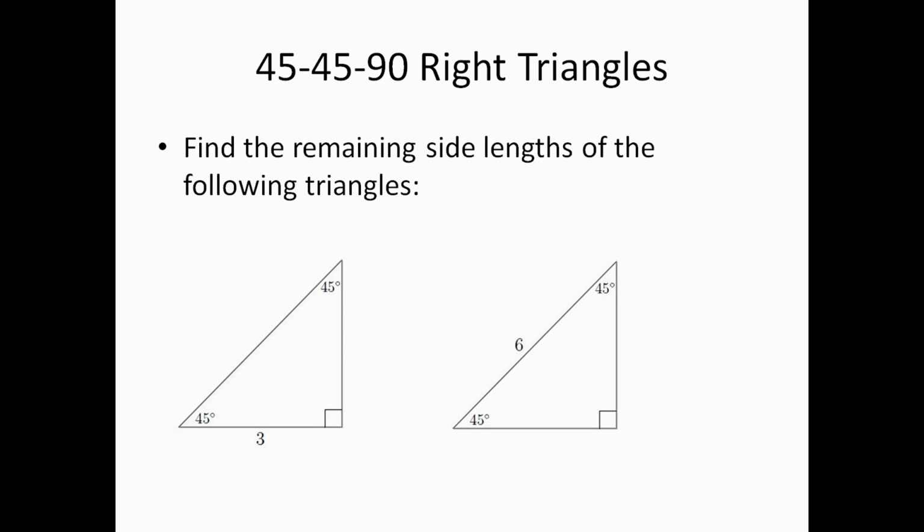Here are some examples of 45-45-90 right triangles where we're asked to find the missing sides. So let's take a look at how we can do that.